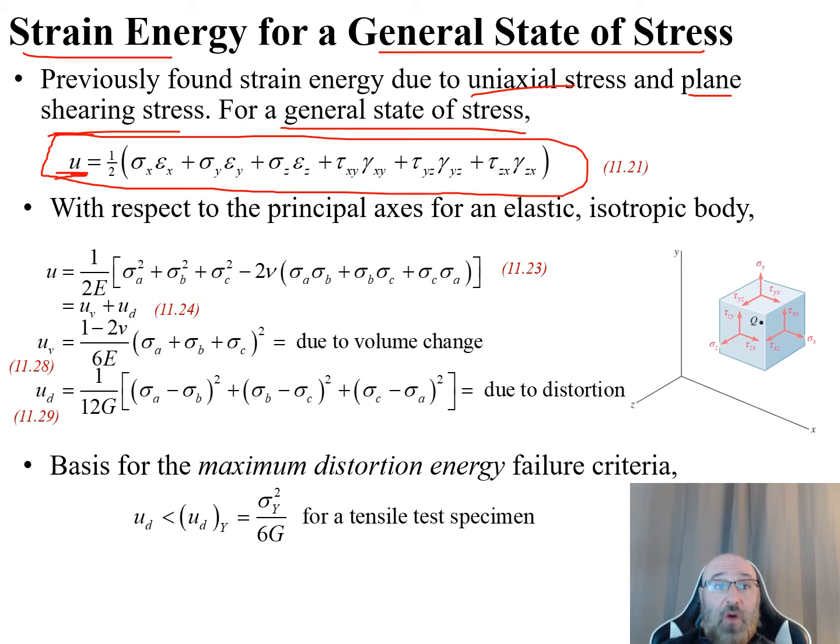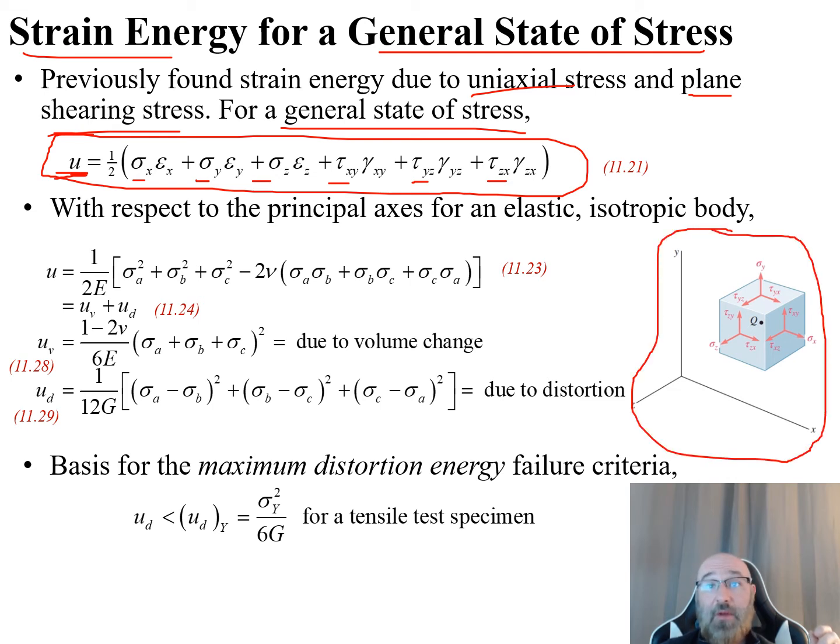What we want to recall here is that a body in a general state of stress is characterized by these 6 different components: sigma x, sigma y, sigma z, tau xy, tau yz, and tau zx. These 6 components are also shown down here in this diagram on the right in 3D, where this is our x-axis, our y-axis, and our z-axis. So our total strain energy density is going to include all 6 of these stress components, as shown in this equation for our u, our strain energy density.